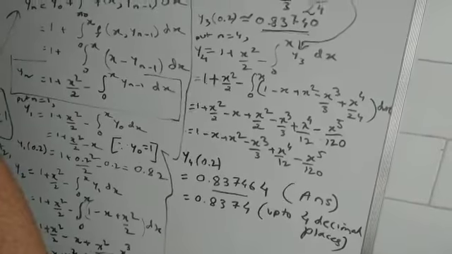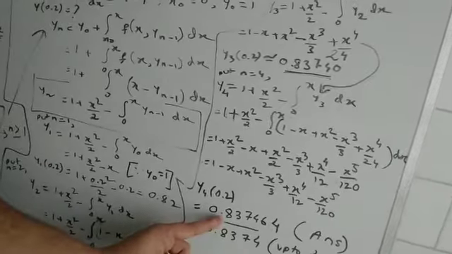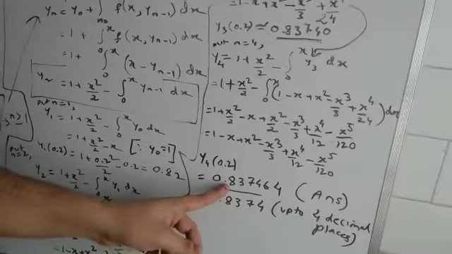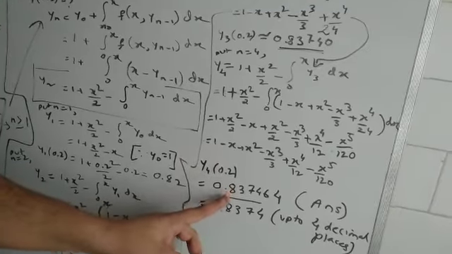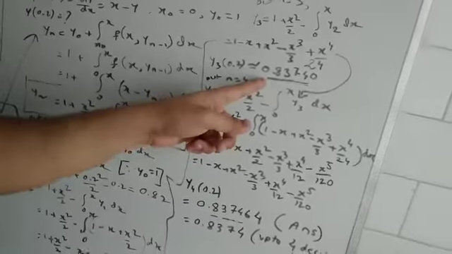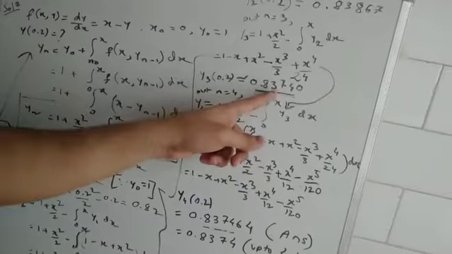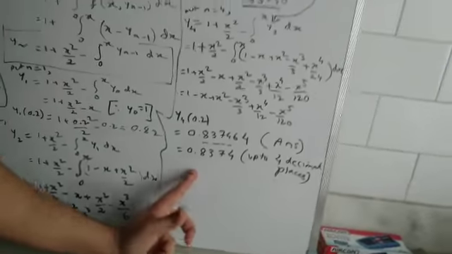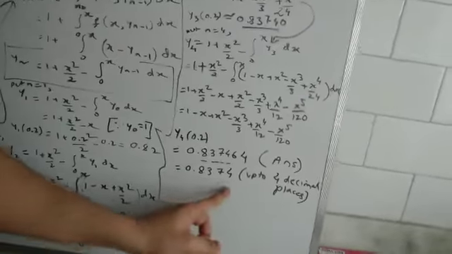Now see the fourth digit. 4 digits after decimal point. 1, 2, 3, 4. So 0.8374. Here also, in the last case, you also got 0.8374. So what you can do, you can stop it here, and you can write the answer as 0.8374 up to 4 decimal places. Okay, you need not to proceed further.